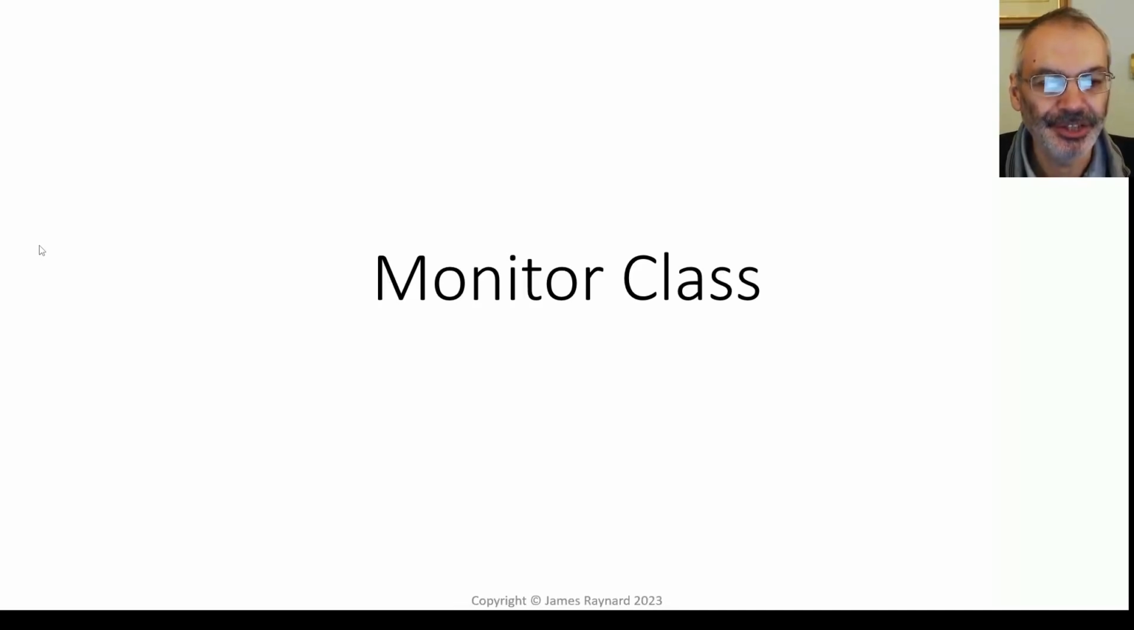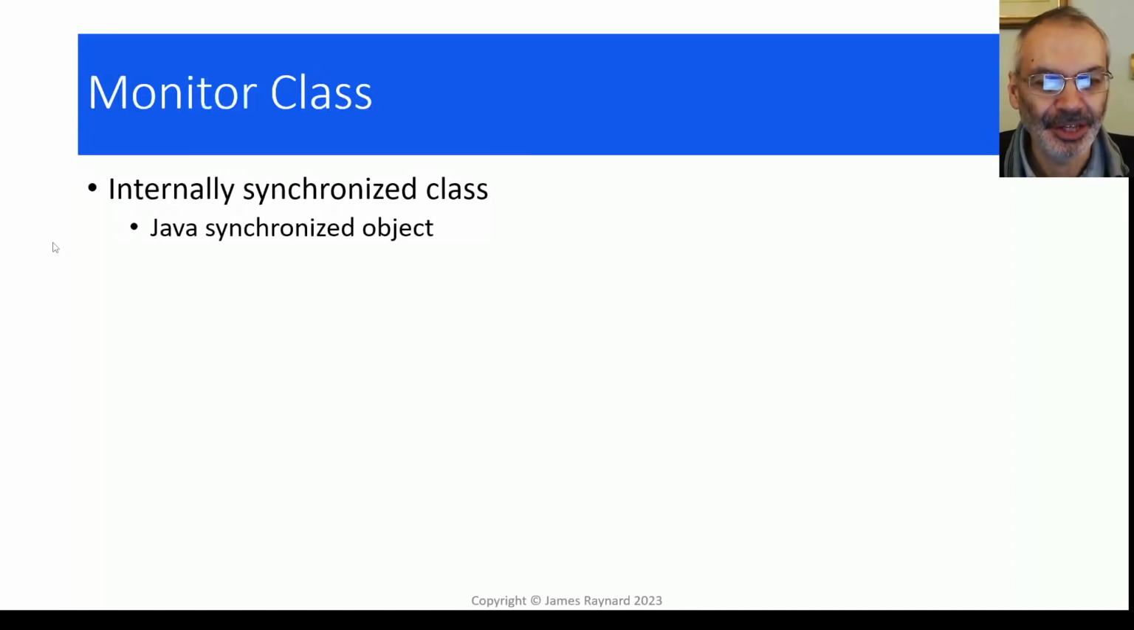Hello again. In this video we're going to start looking at how to write a monitor class. A monitor class is internally synchronized. It does everything which is necessary to protect its internal data against data races. So this means that users of the class don't need to worry about it. In Java you can get this just by declaring your class as synchronized. In C# and C++ you have to do some more work.